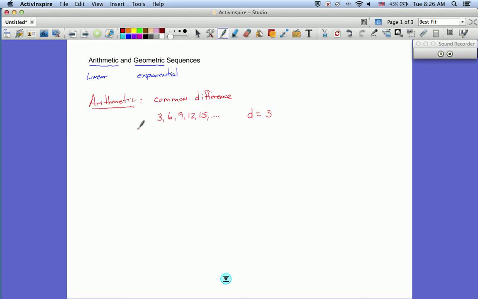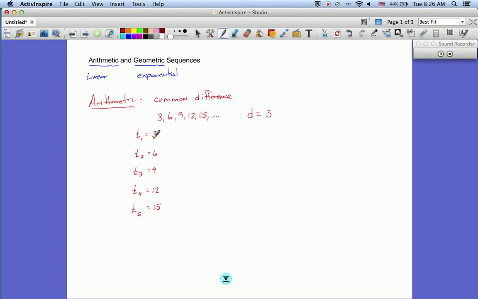Some notation to get used to. This term right here, the beginning one, is not the intercept or anything like that. It's the first term. T sub 1 equals 3. T sub 2 equals 6. T sub 3 equals 9. So on and so forth. T4 is 12 and T5 is 15. Okay, so you can clearly see that if I look at consecutive terms, 6 minus 3, 3. 12 minus 9, 3. 15 minus 12, 3. I will always get the common difference. If I look at consecutive terms, you will find the common difference.